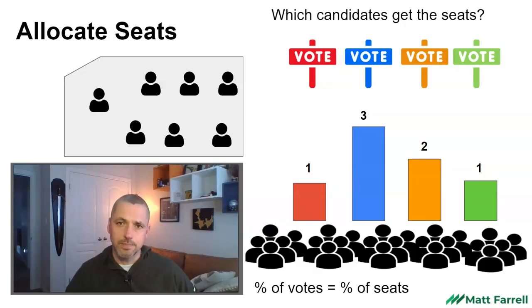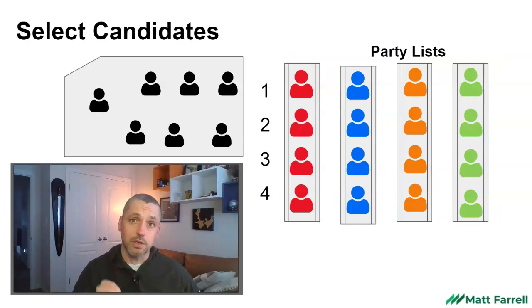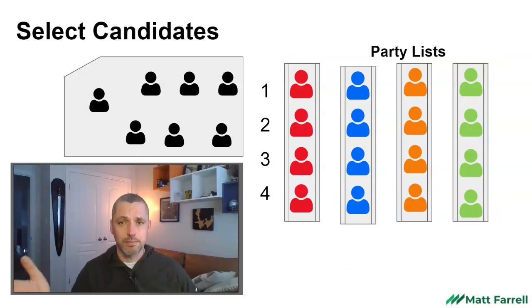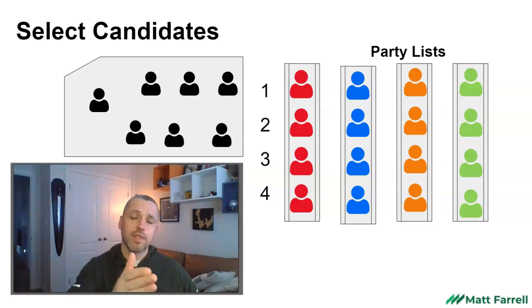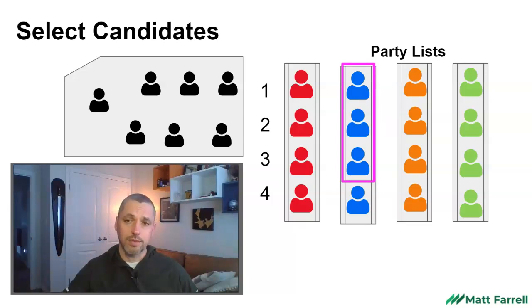Well, in a PR system, prior to the election, each party will publish a party list. And these are in a specific type of PR system called a closed list system. But this is a helpful way to think about it. Each party lists the candidates that will win if they win that number of seats. So in the case of the Blue Party, they won 3 seats. So they take the top 3 people on their list. They just start at the top and they count down.